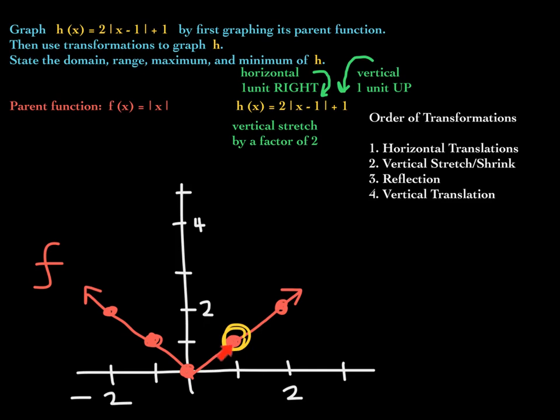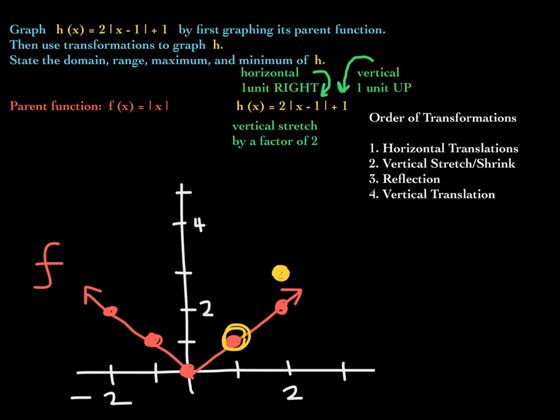Okay? Let's go to the next point. How about this point here, which is 1, 1? I'm talking about the point that's on my parent function. 1, 1. Let's move it 1 unit to the right. That drops me off at 2, 1. Now it's time to do the vertical stretch by a factor of 2. I'll take the y-coordinate, which is 1, and multiply it by 2. 1 times 2 is 2. So now we're up here at 2, 2. And then don't forget, you have to vertically translate it 1 unit up. So 2, 3 is my final resting place there.